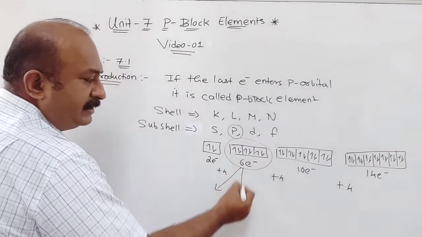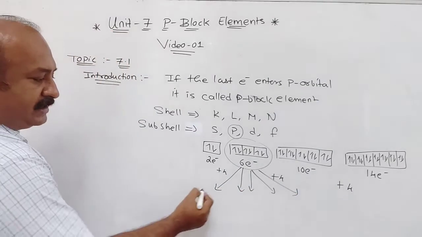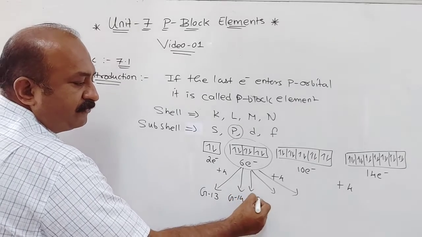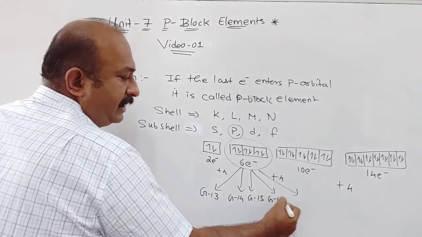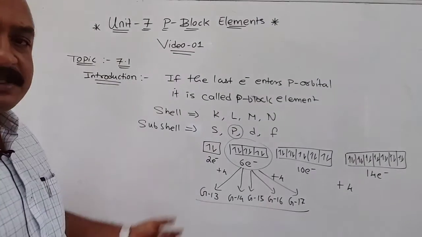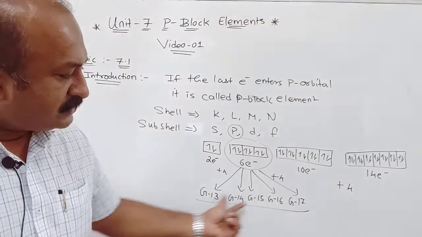Now when we talk about the P orbital, a maximum of 6 electrons can be accommodated. So there are 6 groups in these P block elements. Which are they? Group 13, group 14, group 15, group 16 and group 17, right? You can remember it like this also: a maximum of 6 electrons can be accommodated, so there are 6 groups.